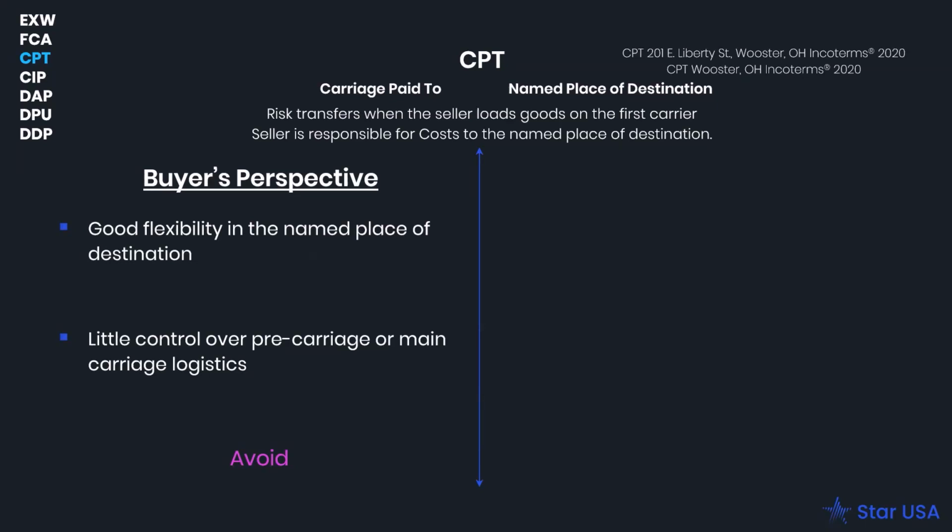The reason that CPT is good for the buyer is because it has good flexibility on that named place of destination. You can name a port or you can name an inland point, and the seller has to arrange for the cargo to be delivered to that point. But you retain little control over pre-carriage or main carriage logistics, and you incur the risk as soon as the goods are loaded on that first carrier. So even though the seller is arranging for the transportation to that named delivery point, you accrue the risk as soon as they get loaded onto that first container or first truck or whatever it is. So you basically have risk for parts of the transportation where you do not have control.